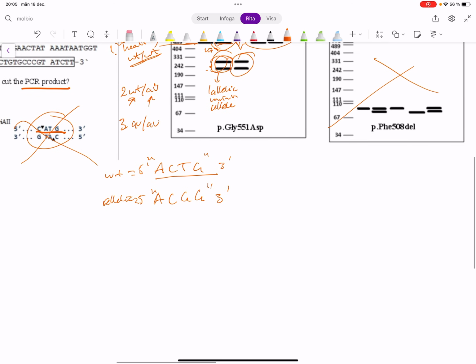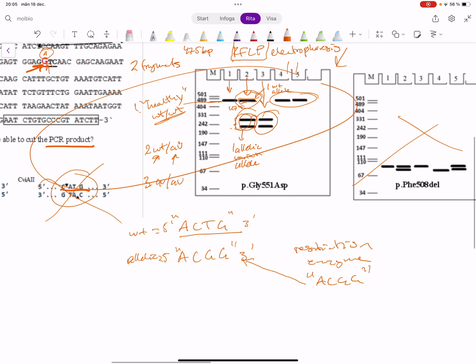What you would do then is use a restriction enzyme, and this restriction enzyme would have the sequence ACGG, right? And if it finds the allelic variant, it will come and bind to it. This is how you use RFLP for allelic variants, which is what I just talked about here.